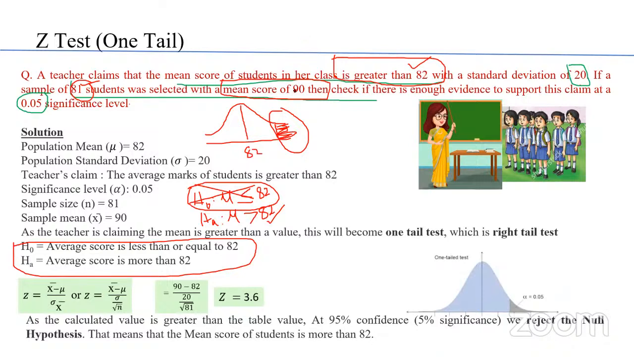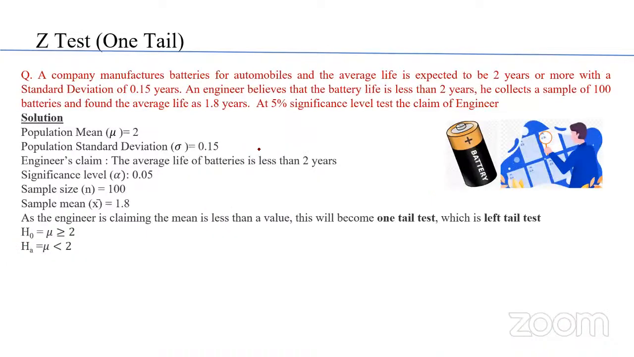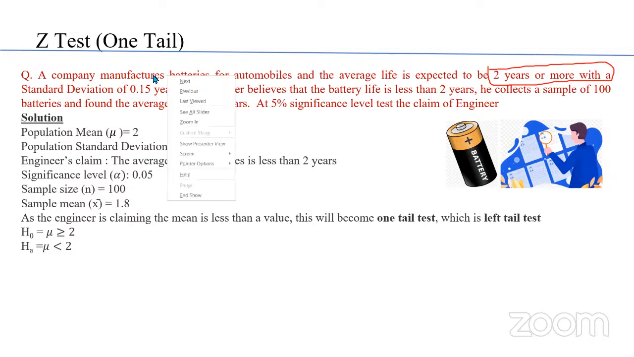Fine. So the next problem: a company manufactures batteries for automobiles and the average life is expected to be 2 years. The company feels that the average life is 2 years with a standard deviation of 0.15 years. Now, what is the population mean?